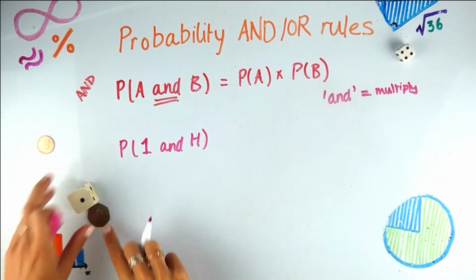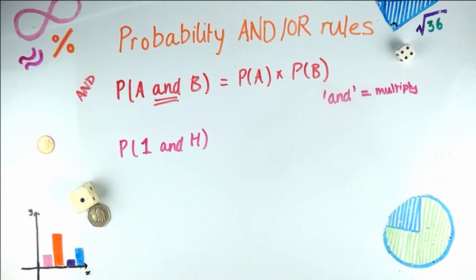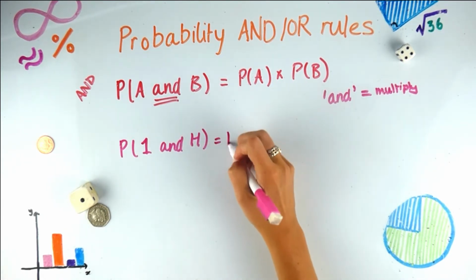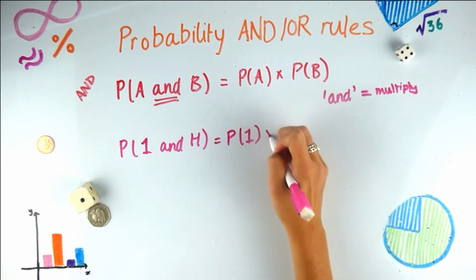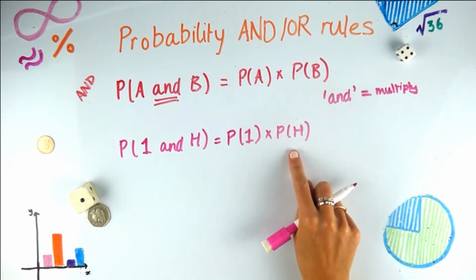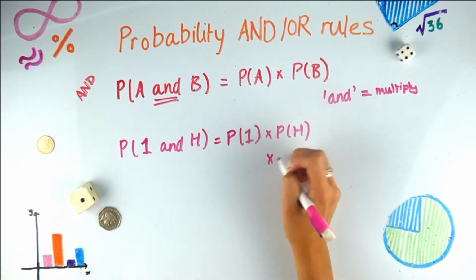Okay, so what was the chance that I actually just performed what I just did? We know it's an AND, so we multiply: the probability of getting a 1 multiplied by the probability of getting a head. We've already worked that out. We know the probability of getting a head is a half.